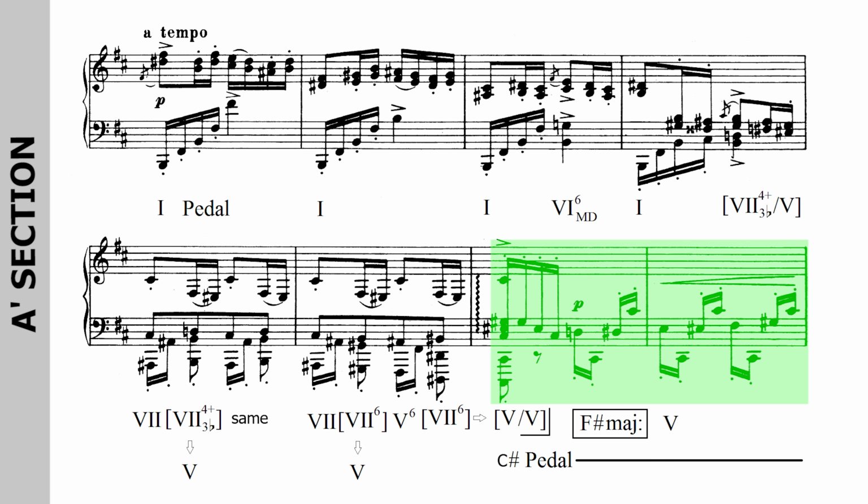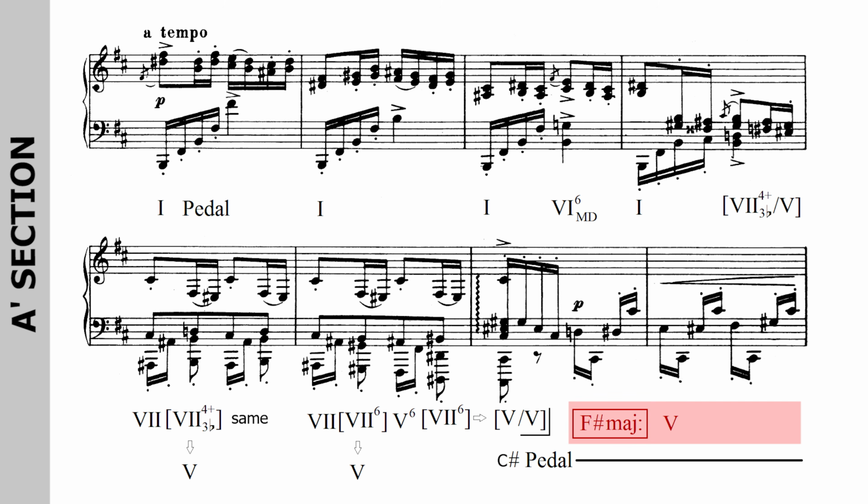He starts with the transitional theme, but the first arpeggio is now descending instead of ascending. C sharp becomes the dominant key for F sharp major.